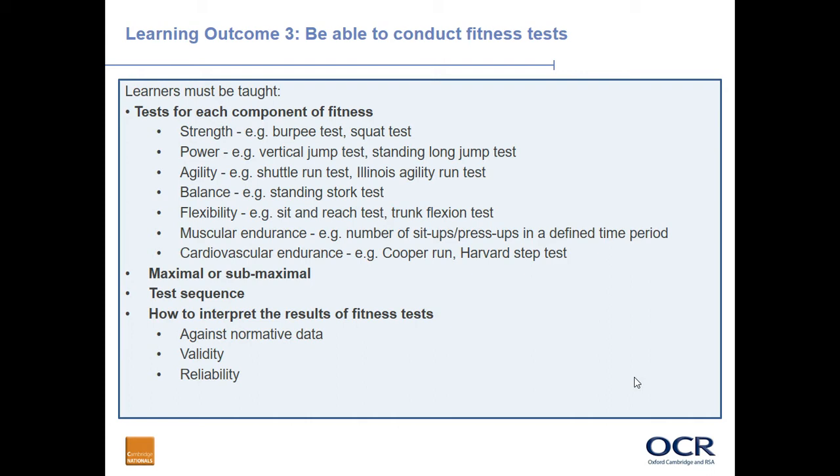So the different tests you've got to look at are for strength. They are burpee test, squat test, power, vertical jump, standing long jump, agility, shuttle run, Illinois agility run, balance, standing stork test, flexibility, sit and reach test, and trunk flexion test. Then muscular endurance, number of sit-ups, press-ups, and cardio endurance, the Cooper 12-minute run, and Harvard step test.